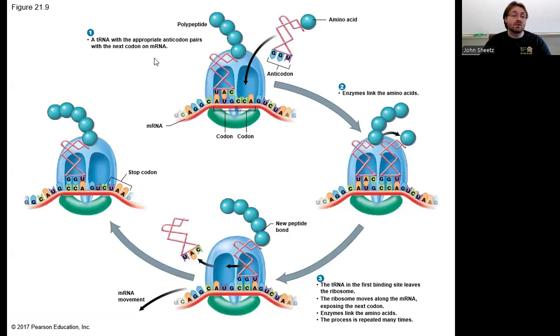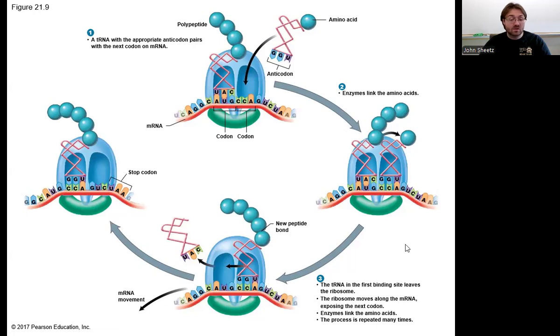Here you can see the process followed through. tRNA with appropriate anticodons pairs with the next codon in the mRNA, and then it anchors and slowly feeds out our polypeptides, these blue beans, as they get longer and longer. The tRNA with appropriate anticodons pairs with the next codon on the mRNA. Enzymes link the amino acids to each other. The tRNA in the first binding site leaves the ribosome, and then the ribosome moves on to the next codon, exposing the next codon.